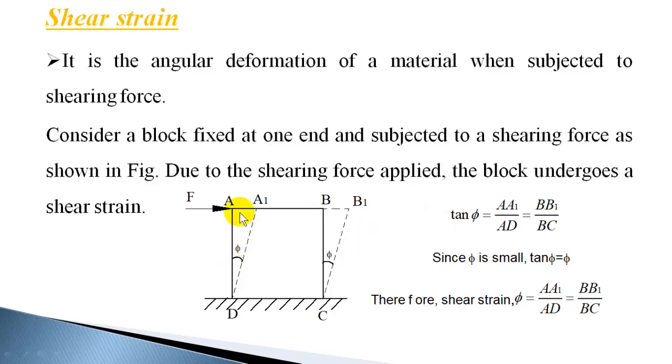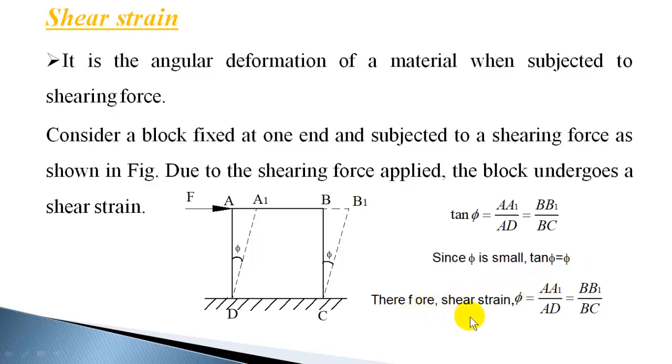That phi in the figure is the shear strain. Now you can find the shear strain phi like this: AA1 divided by AD will give the tan of this angle, or tan of shear strain. So tan phi is equal to AA1 divided by AD, and AA1 is also equal to BB1. So BB1 by BC is also shear strain. Since phi is very small, the shear deformation is going to be very small, you can take tan phi equal to phi. Whenever the angle is very small, tan phi and phi are equal.